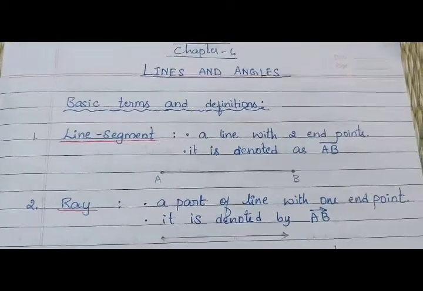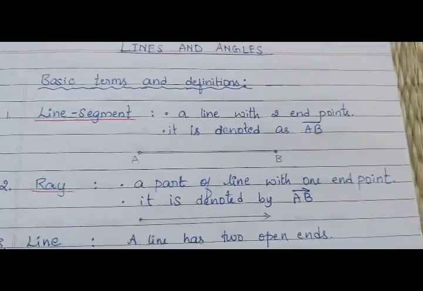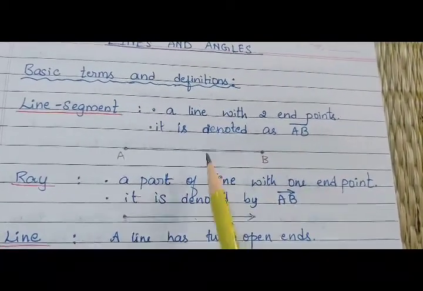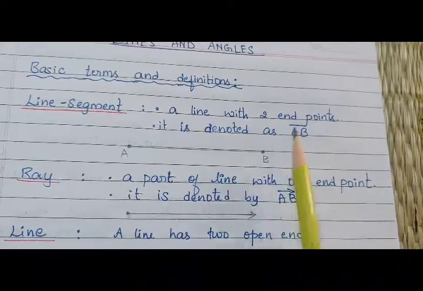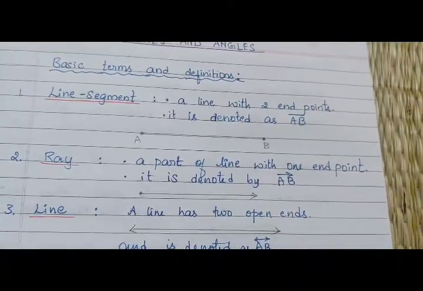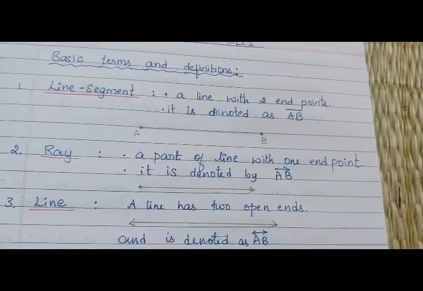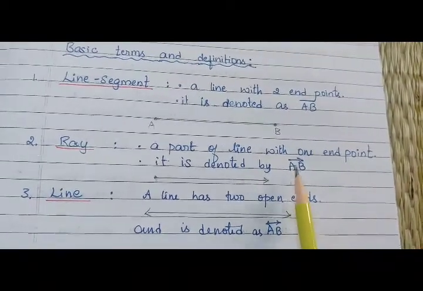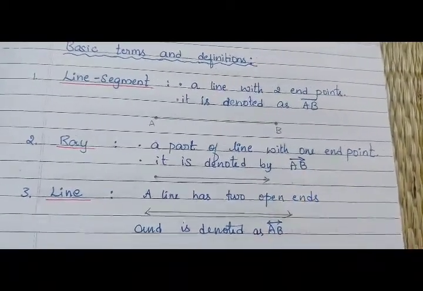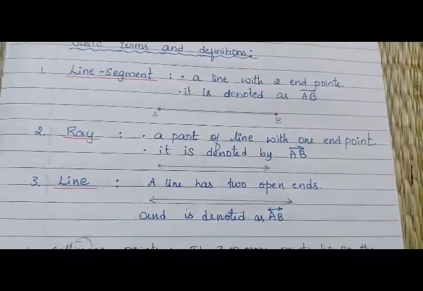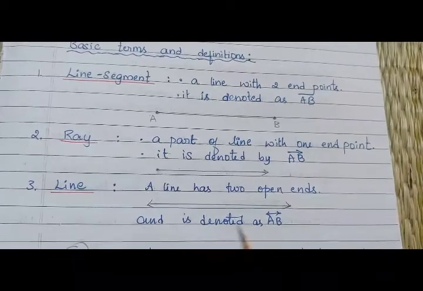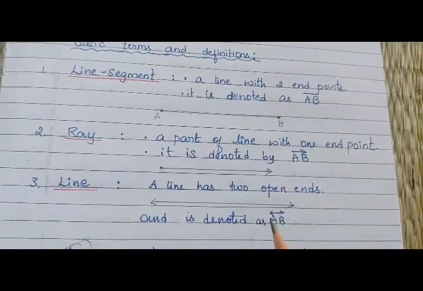Basic terms and definitions. Line segment. A line with two endpoints is a line segment. It is denoted like this. Ray. A part of a line with one endpoint, it is denoted by AB and an arrow on its head. Line. A line has two open ends and is denoted as AB with a line on its head with two arrow marks.